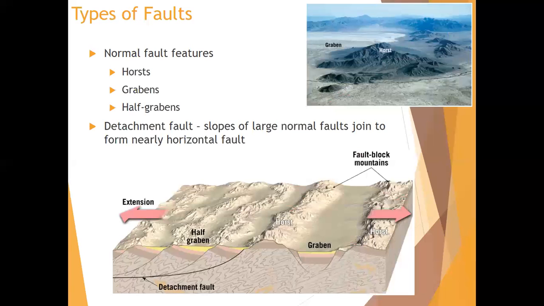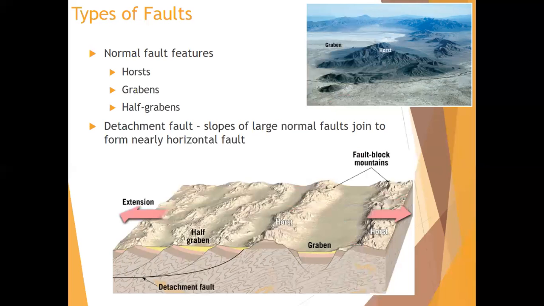The features that are going to be related to these normal faults are horsts, which are uplifted fault blocks, and grabens, which are downdropped fault blocks. So you're going to find generally those two structures together, frequently next to each other, where you have the up ones and the down ones directly next to each other due to the resulting movement of the footwall and the hanging wall. You may also find half grabens. These are when your fault blocks are tilted.